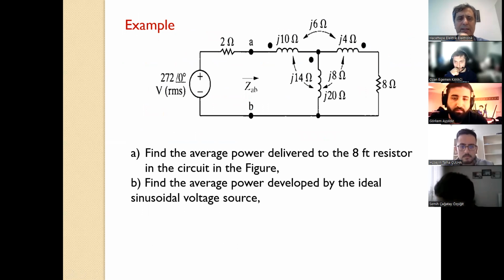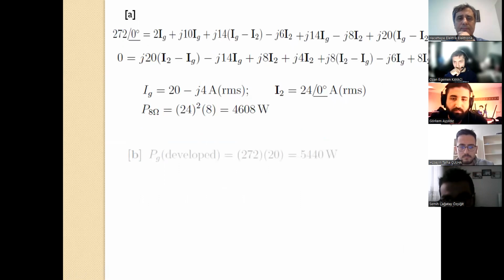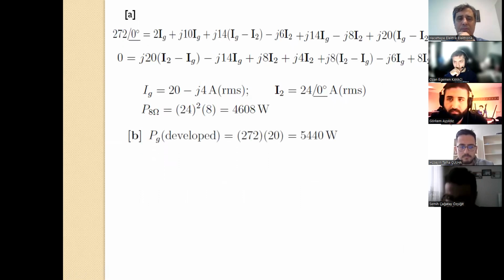Find the ratio block by ideal. Okay, yes. So 272 multiplied by 20. Okay, this is 5,400. There are different ways.